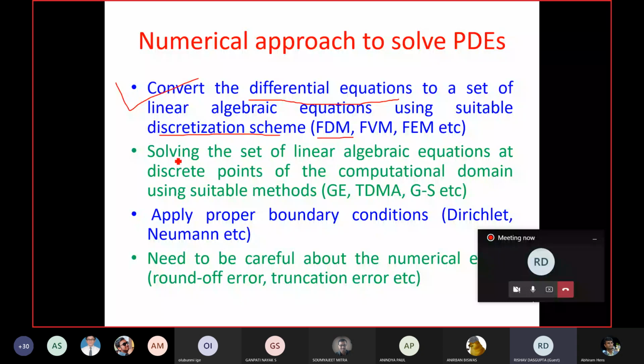Now, boundary conditions may be of different varieties. It can be a Dirichlet boundary condition. It can be a Neumann boundary condition. So what is Dirichlet? What is Neumann? We'll discuss a little bit. That should be known to you. That's why in the prerequisite part I told you that a little bit of numerical knowledge is needed to understand CFD. I briefly touch these things so that you understand this course.